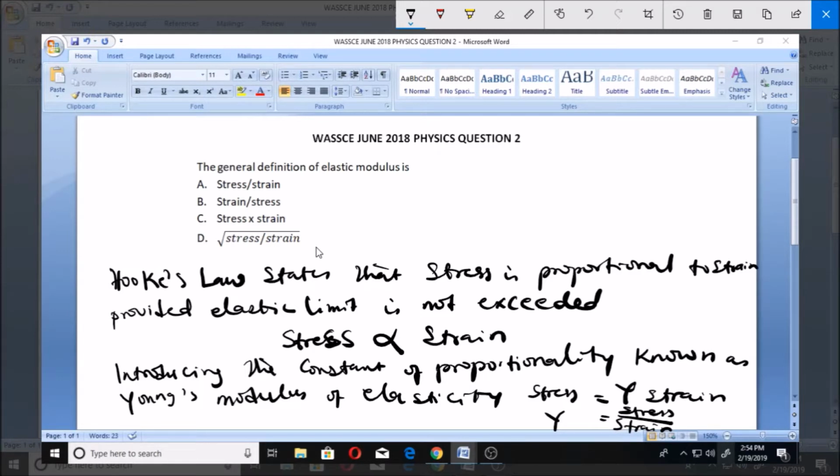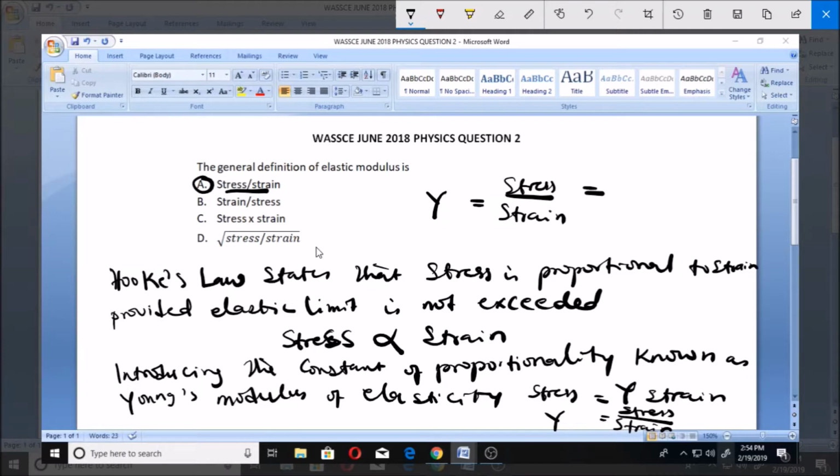So the right answer is A, which is stress over strain, and that is the statement of Hooke's law. So in essence, Y, which is the elastic modulus, is equal to stress over strain. Very important. So you can be using this to solve some problems.